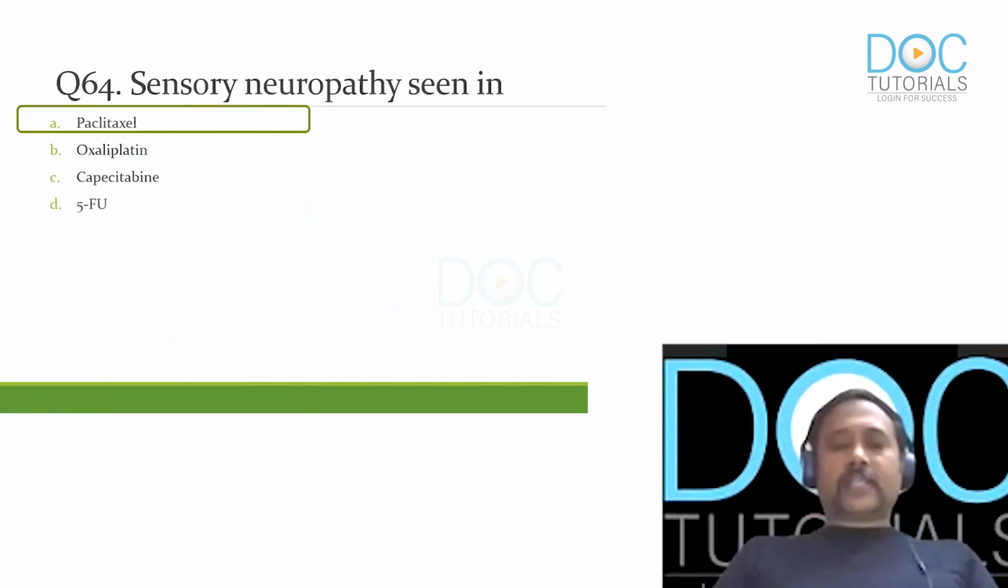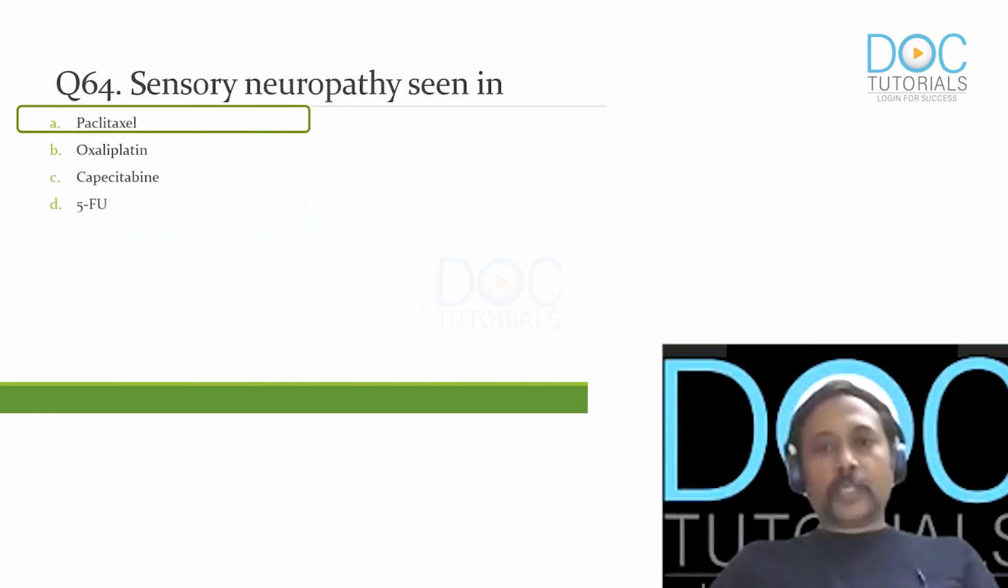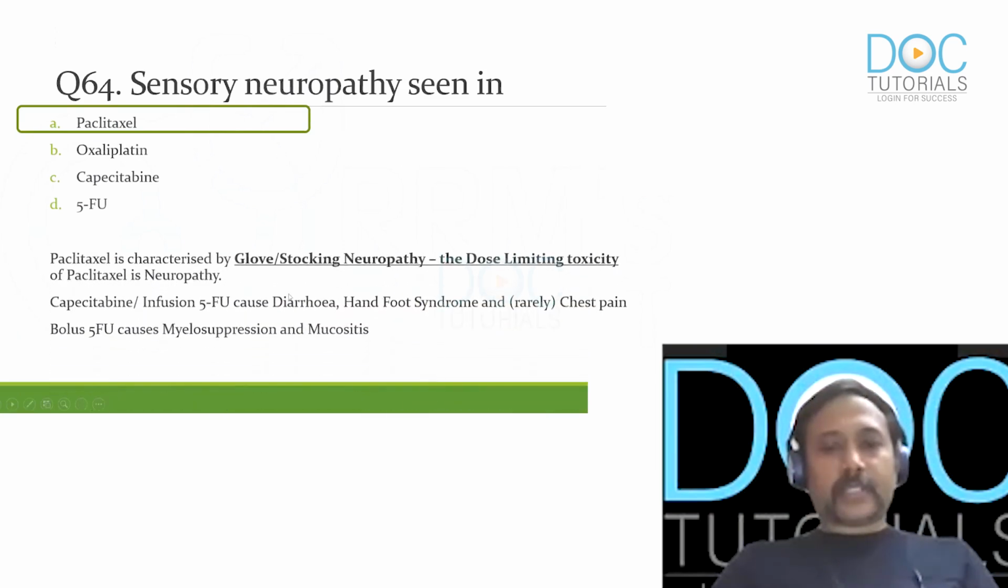It is paclitaxel. So peripheral neuropathy is going to be the dose limiting toxicity. Okay, peripheral neuropathy is the dose limiting toxicity of paclitaxel. It is characterized by the glove and stocking neuropathy, what we call the glove and stocking sensation, which is the dose limiting toxicity of paclitaxel.